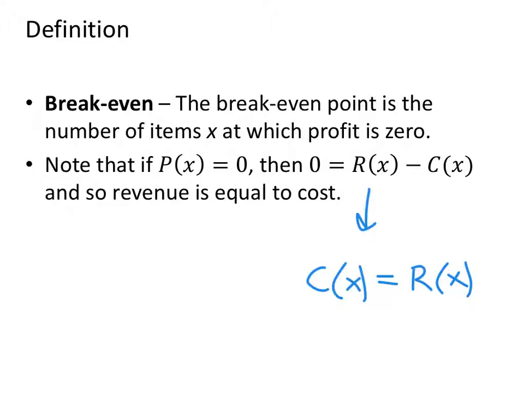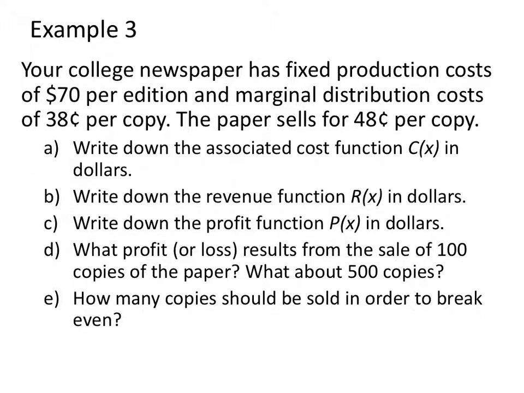Every CD I sell after that, I'm making some money. So let's look at your college newspaper. Your college newspaper has fixed production costs of $70 per edition. All right, fixed. It doesn't matter how many papers they print. It's going to cost them $70 to make it every edition. Marginal distribution costs are 38 cents per copy.